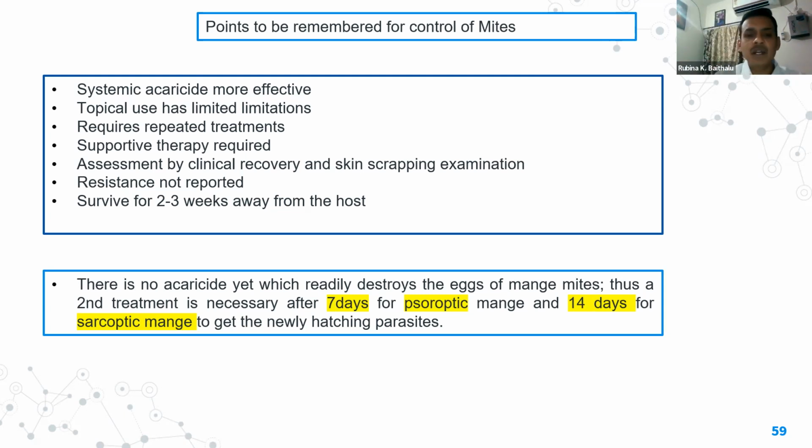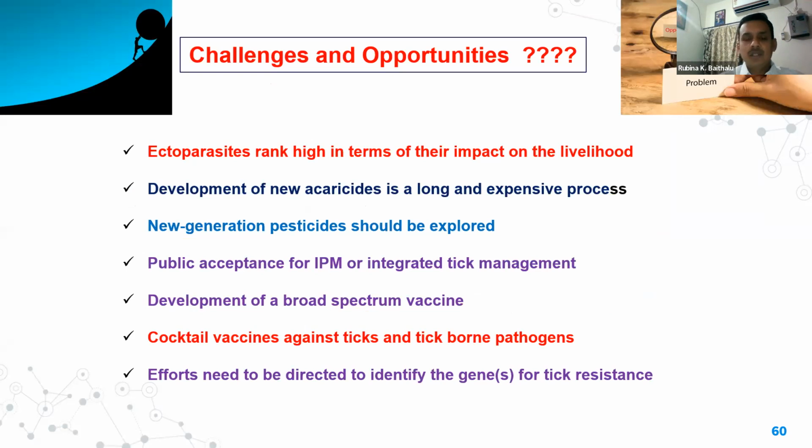Since the life cycle is different, in the case of psoroptic mange the life cycle is completed in 7 to 10 days, so the second treatment should be after 7 days. But in the case of sarcoptic mange it is very important: the life cycle is completed in 14 days, so the second dose of treatment should be at a 2-week interval. That has to be taken into consideration while going for treatment.